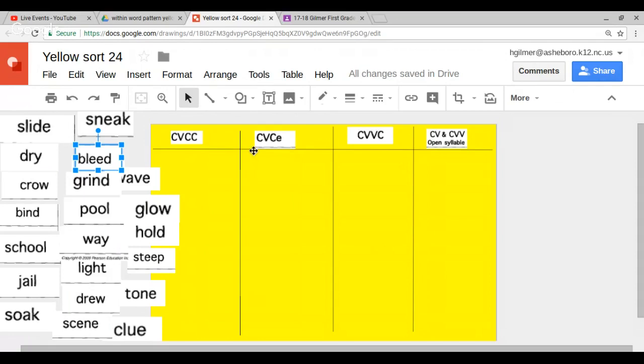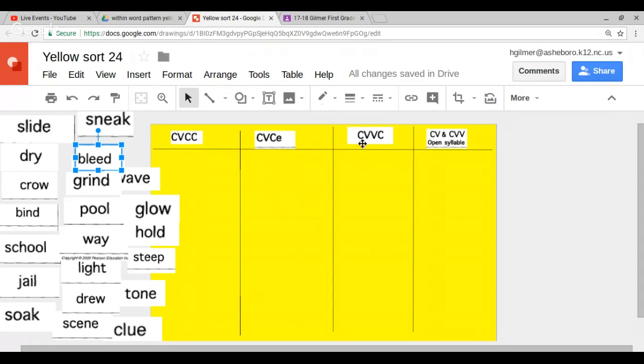Then we have C, V, C, and then that bossy E at the end. We know when bossy E is at the end that it tells the vowel in the middle of the word to say its name or give that long vowel sound. So in these words, we're going to hear that I, the U, the O, the E, and the A sound in the middle of these words because bossy E is at the end of that word telling that vowel to do it.